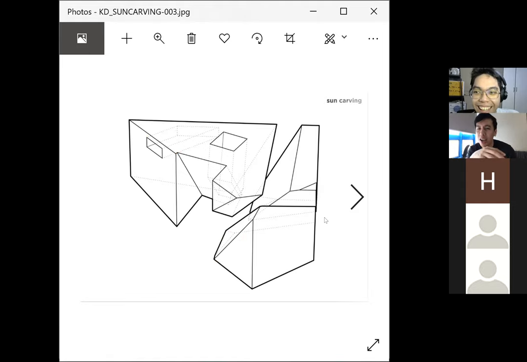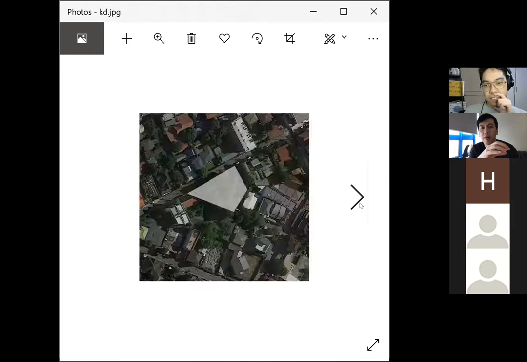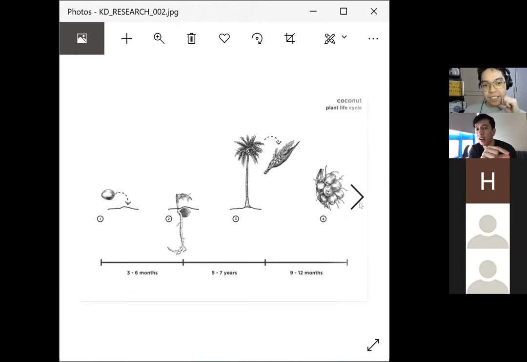Just kidding. No, line types, line weight, perfect for this one. But when it comes to the process, can we go to the previous slide? This is just a personal preference, but if this is your style, it's okay. It's acceptable naman. Let's go to the sun carving.